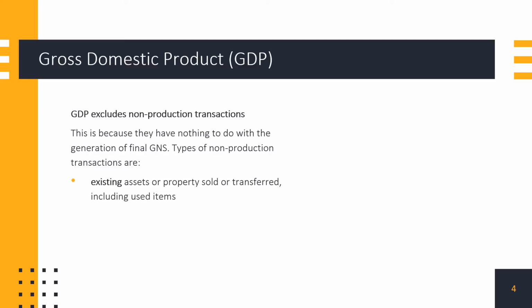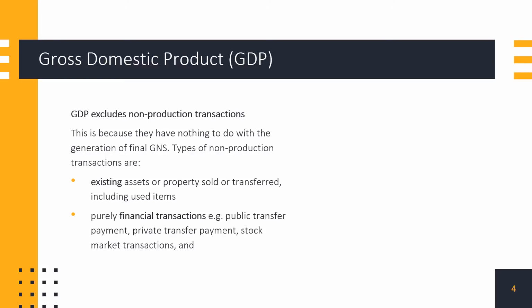Firstly, GDP excludes existing assets or property sold or transferred, including used items. This is because the value of those items has already been included in the GDP in the year it was produced. Secondly, GDP also excludes purely financial transactions, such as public transfer payments, for instance, welfare benefits, pension, or zakat. It also excludes private transfer payments, for instance, student allowances received from parents, or alimony payments between divorced couples. And it also excludes stock market transactions, for example, the sale of stocks and bonds. However, the broker's fees are included for services rendered.